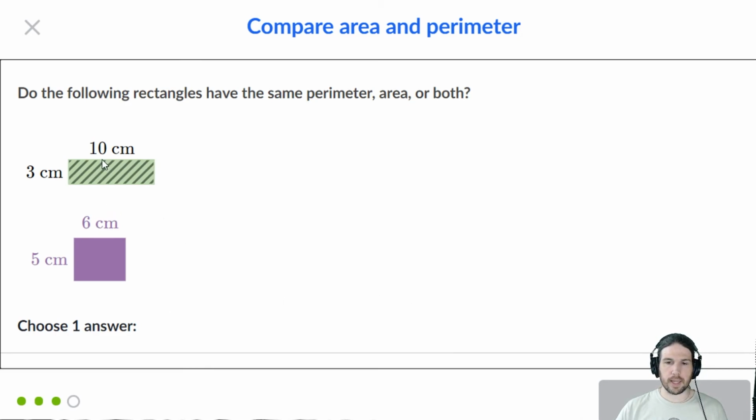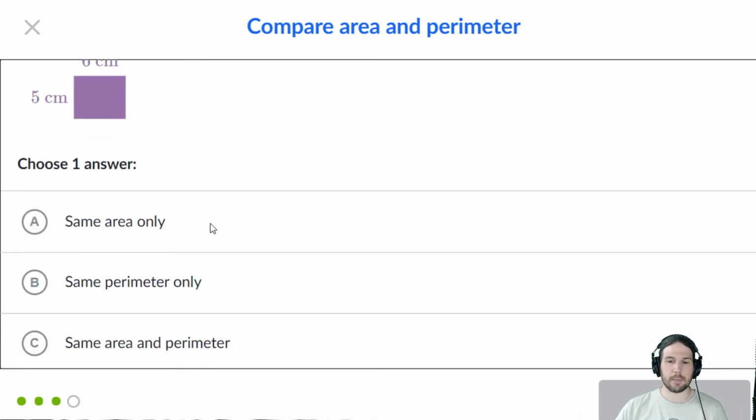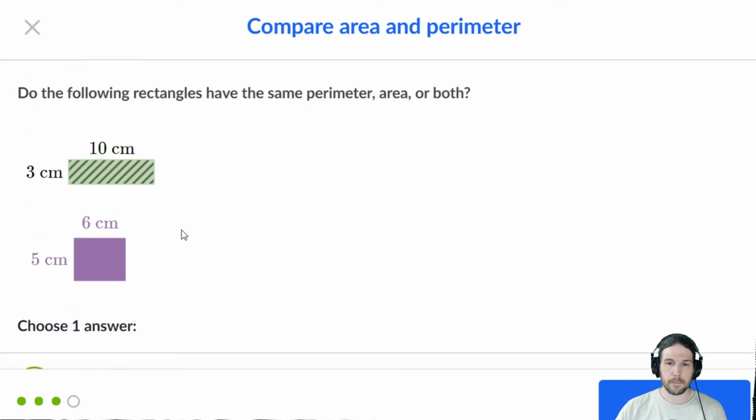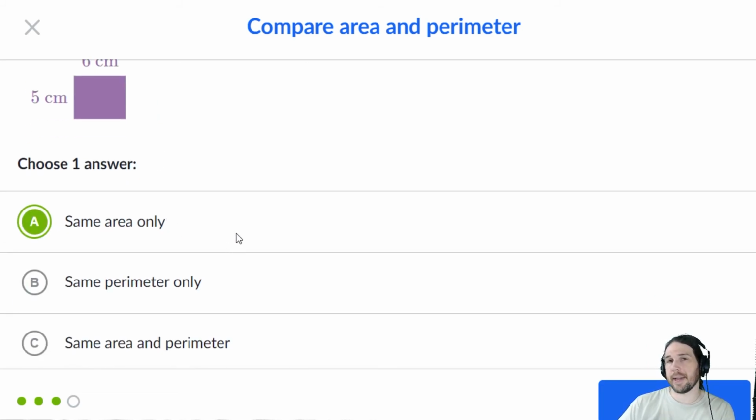It looks to me like 3 times 10 and 6 times 5 are both 30. 10, 20, 23, 26. 12 and 10 is 22. So it's only the same area, not the same perimeter.